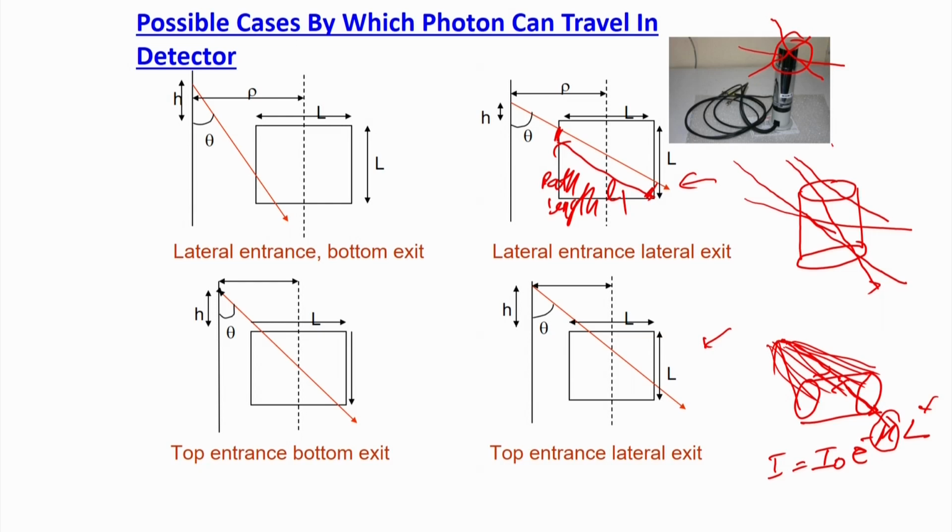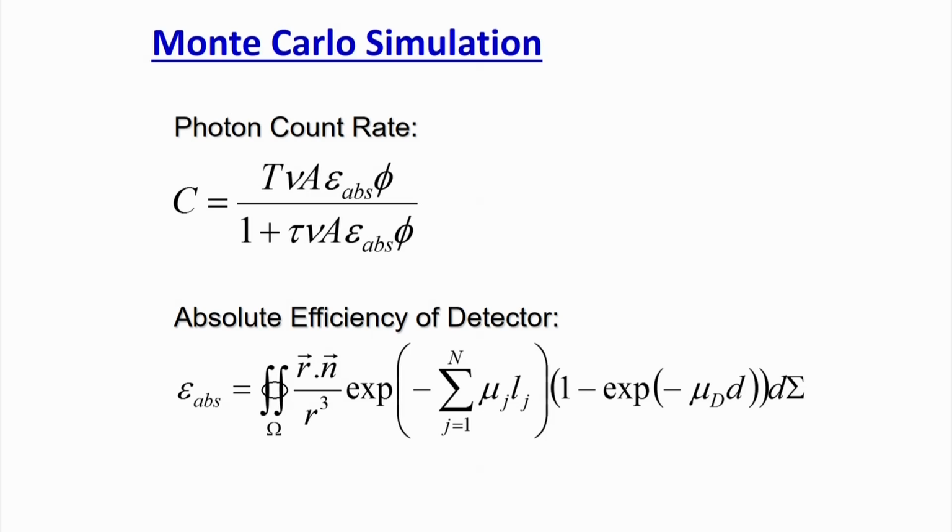In that way, the photons which are absorbed will be calculated as counts, and the photons which are not absorbed will not be counted. To calculate that count we use this formula, where nu is nothing but the number of gamma disintegrations of the source.